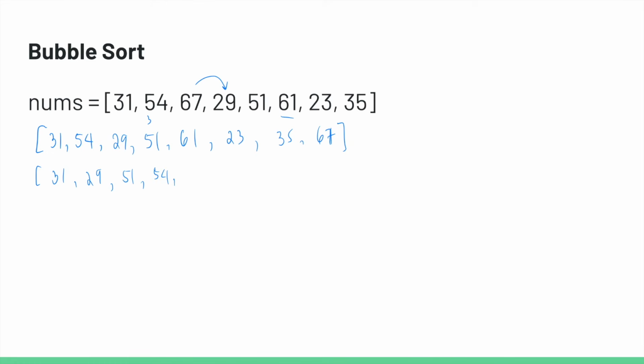And 61 is actually greater than 54, so we'll just stick right there. But 23 is less than 61, so we're going to have to swap those. So we're going to have 23 and 61. And now we've got 61 being greater than 35, so we're going to swap those as well. So we're going to have 35, 61, and then 67.